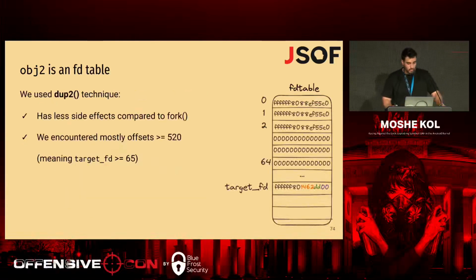In our proof of concept, we chose the dup2 technique because first, it has fewer side effects compared to fork, and second, we encounter mostly offsets which are greater than or equal to 520. This translates to an FD which is greater than 64, so it was a perfect fit for us.